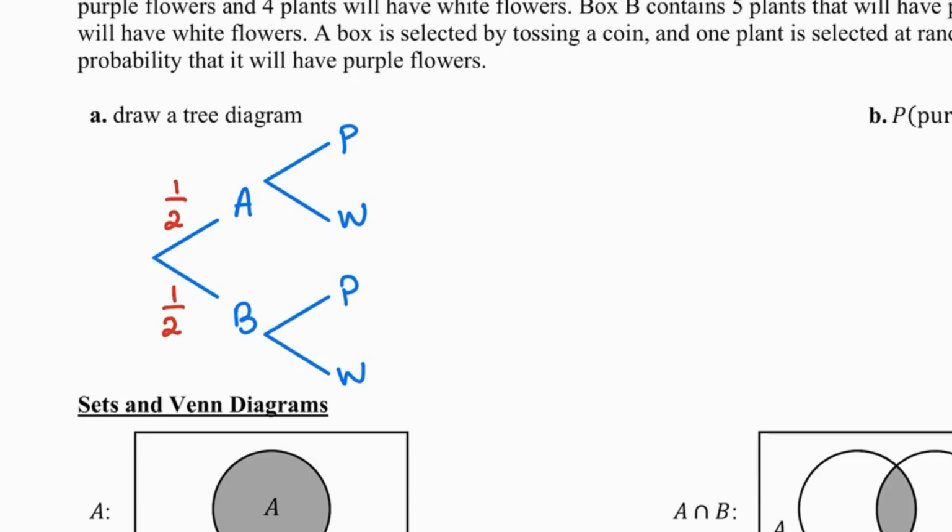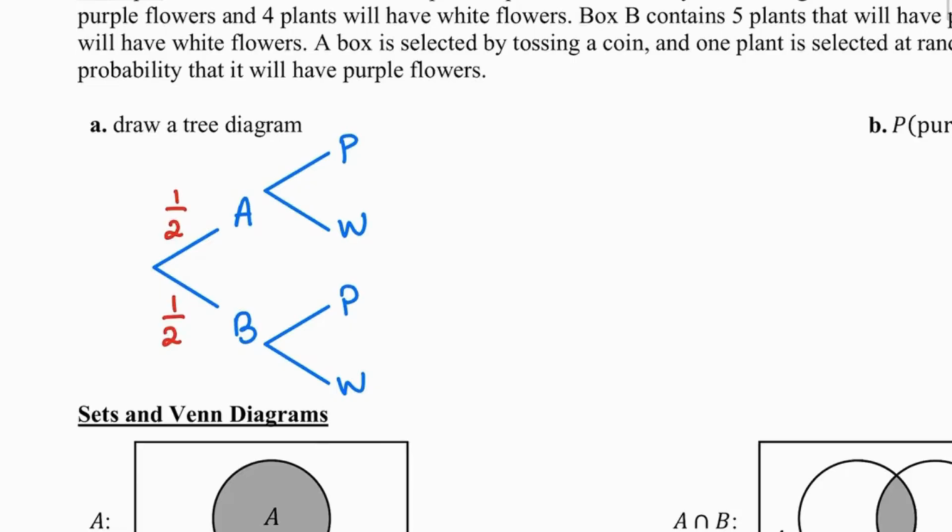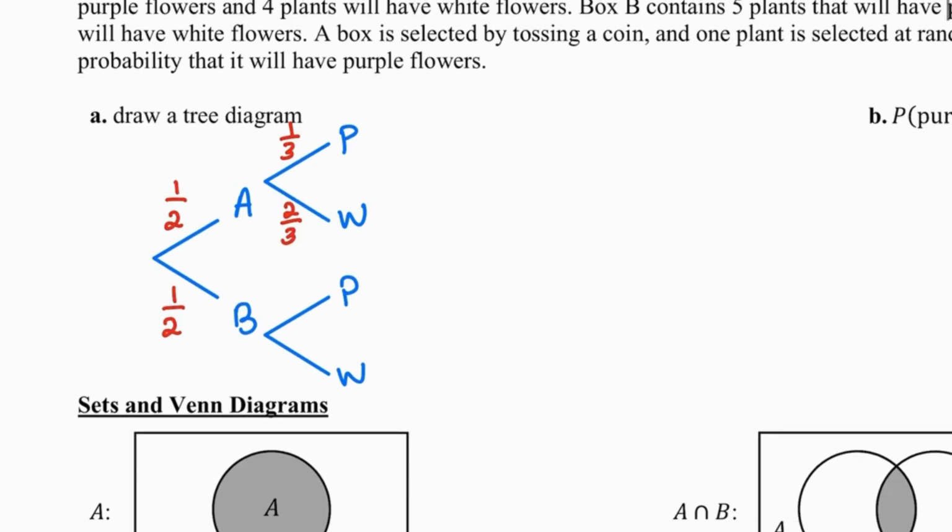Well, if I think about box A, there are 2 plants that are purple out of 6 in the box, so 2 out of 6 is 1/3. That means that there are 2 out of 3 that are white, or 4 out of 6 if you didn't reduce it. In box B, you have 5 that are purple out of the 6, and 1 of them that is white. So just for the sake of it, I'm going to do all the multiplication, because the probability of getting one of these plants is not affecting the probability of choosing box A and B. So we're just multiplying the branches.